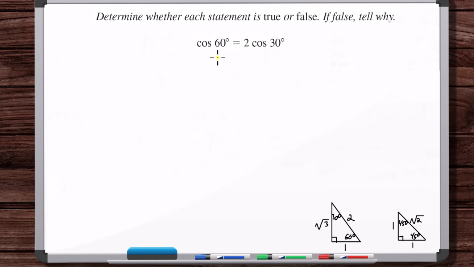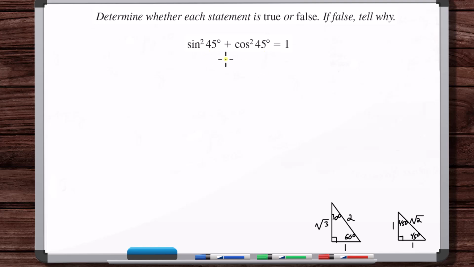Okay, so again, acute angles, those are easy to deal with, especially with these special angles, these 30, 60, or 45-degree angles. So what is cosine of 60? It's 1/2. Is that equal to 2 times cosine of 30? Adjacent over hypotenuse, root 3 over 2. That's root 3. That's not equal. False. 1/2 is not equal to root 3.